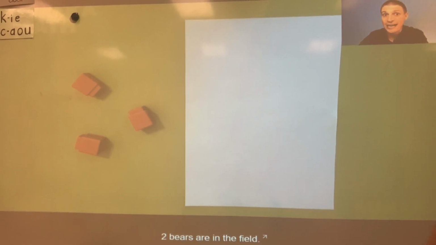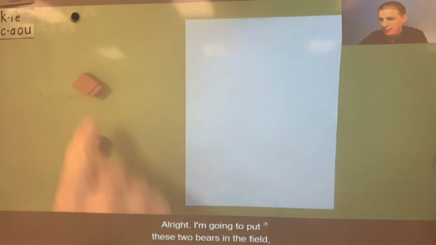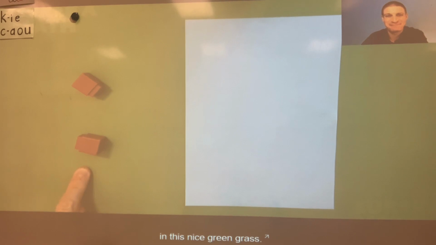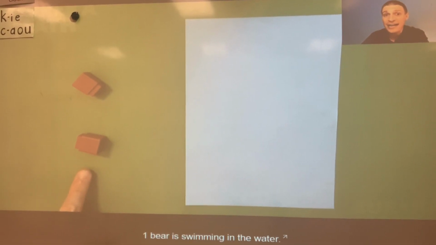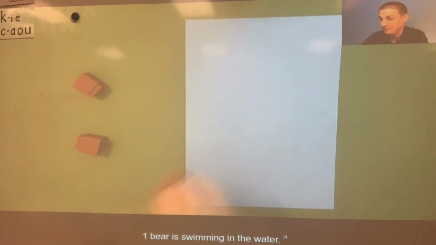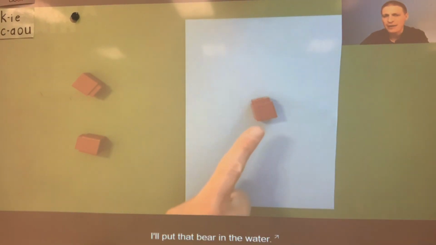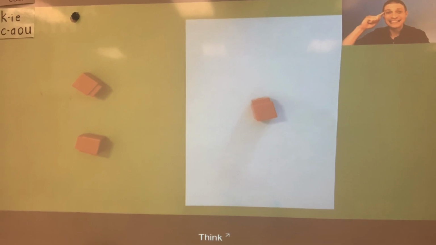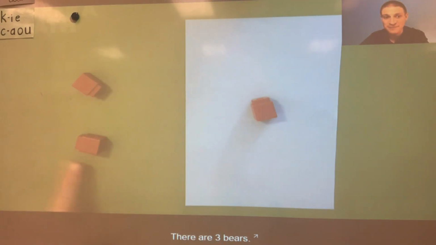2 bears are in the field. All right, I'm gonna put these 2 bears in the field, in this nice green grass. 1 bear is swimming in the water. I'll put that bear in the water. All right. How many bears are there? Think, and say it. There are 3 bears. You see them?